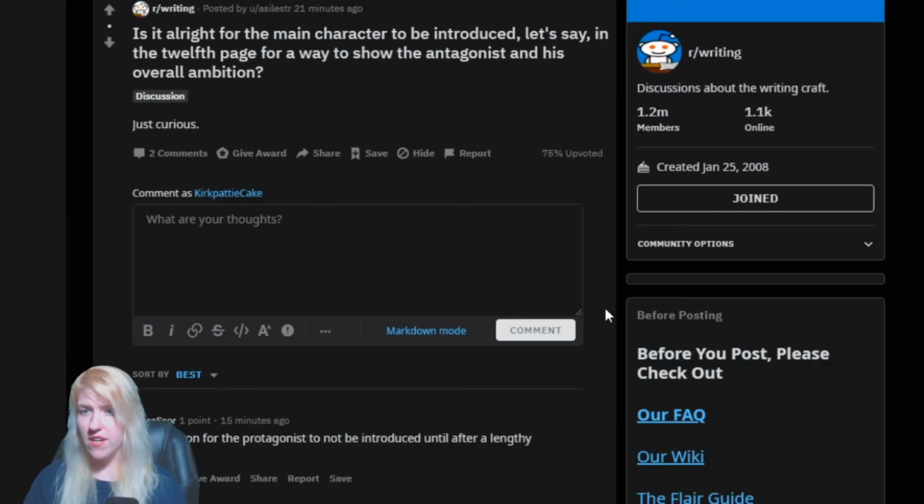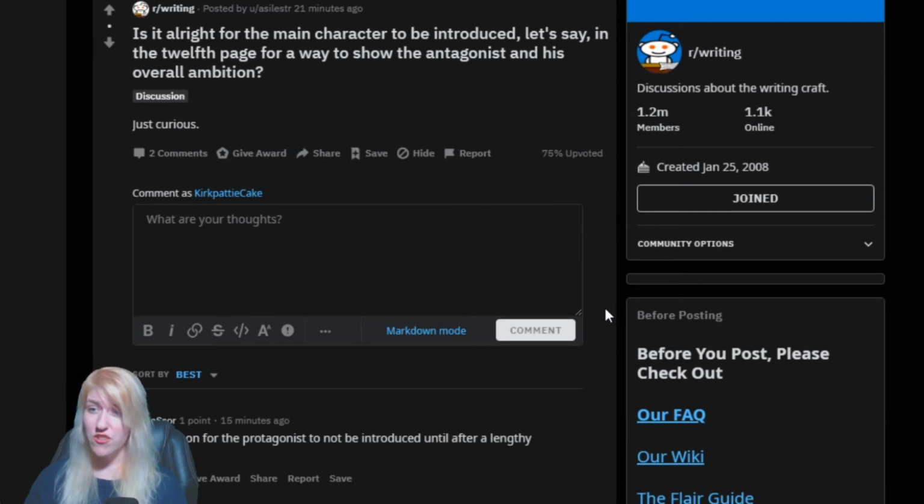Is it all right for the main character to be introduced, let's say, in the 12th page for a way to show the antagonist and his overall ambition? I'm not entirely sure what this means, other than if it's introducing the antagonist first. And if it's doing that, then it kind of harkens back to what we're running into with Meritropolis, the book and the series that I'm reading and just critiquing right now. If it's just to kind of say why the bad guy is doing what the bad guy is doing, I would avoid that, because you're just loading up the reader with exposition and not getting the action ready.